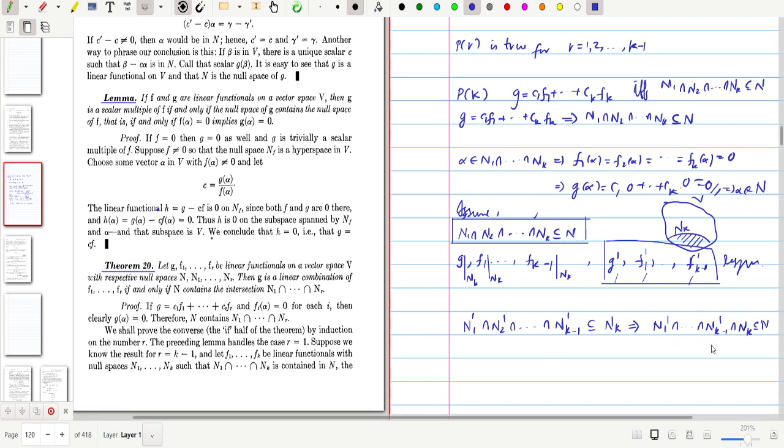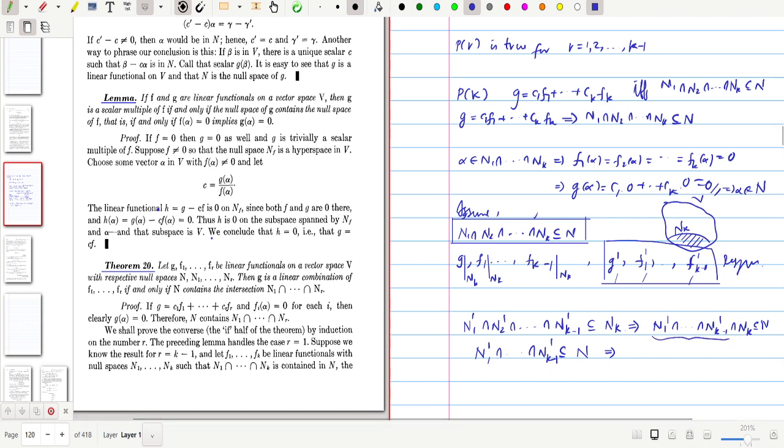Now from this you can write N1 prime intersection, etc., intersection Nk prime is contained in N. Now this is k minus 1. This intersection is always contained in this, then this intersection is also contained in this N. This is because this intersection is contained in Nk. Then when you take the intersection of this with Nk, you get this part only. This intersection is the same as this intersection. Then that is contained in N, and it has only k minus 1 null spaces. Then this is actually N prime. I will write it as N prime.